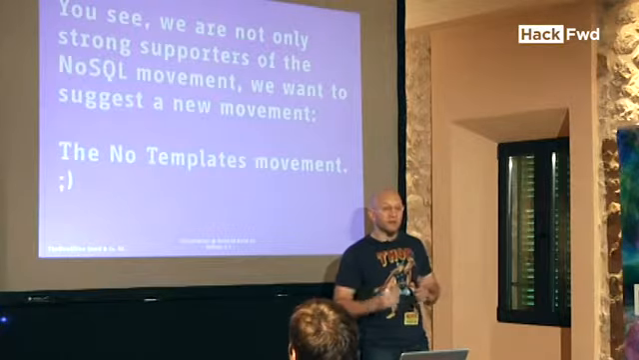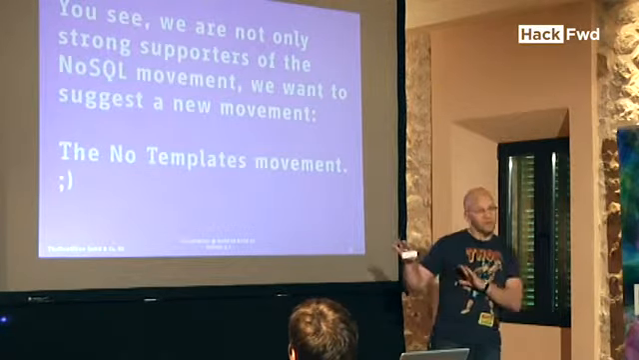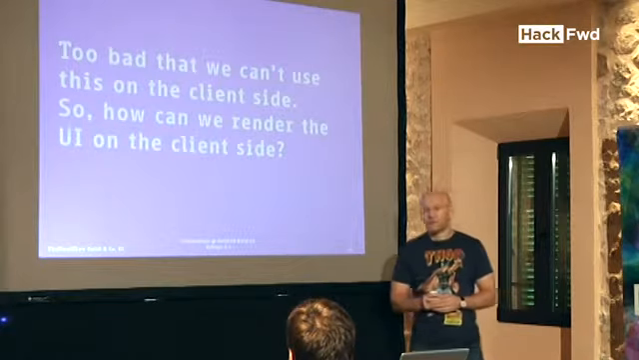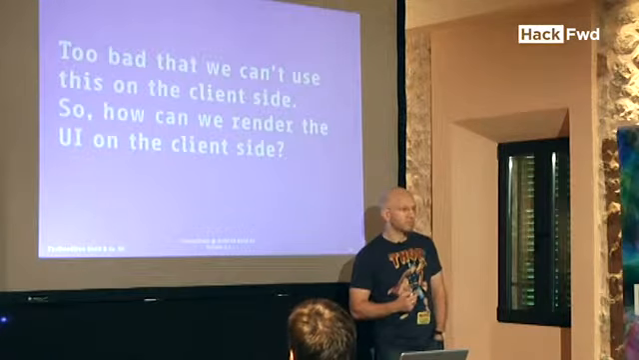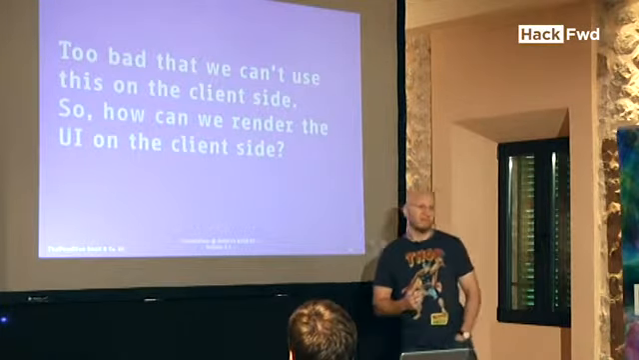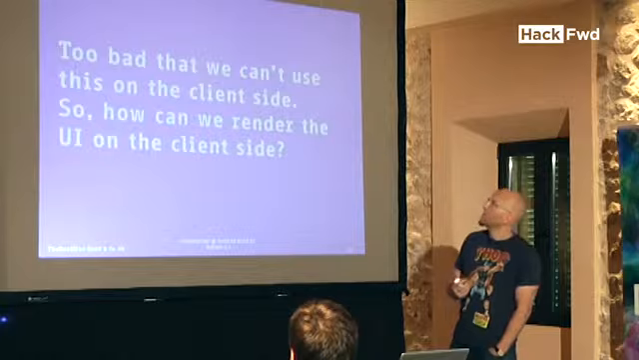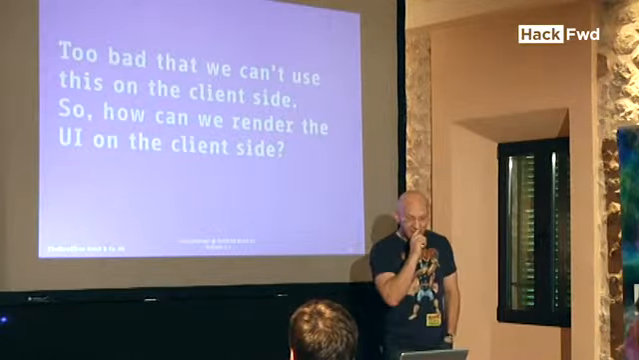So you see, we are not only strong supporters of the NoSQL movement, which I come to later, but we also suggest a new movement, the no templates movement. So we think it's a really good way to not use template languages in this way, but to integrate this more into your application logic with mini languages, which can be done very well with Clojure. There are also approaches in Ruby, and in Java it will be quite difficult, but yeah. We'll see. Too bad that we can't use this on the client side.